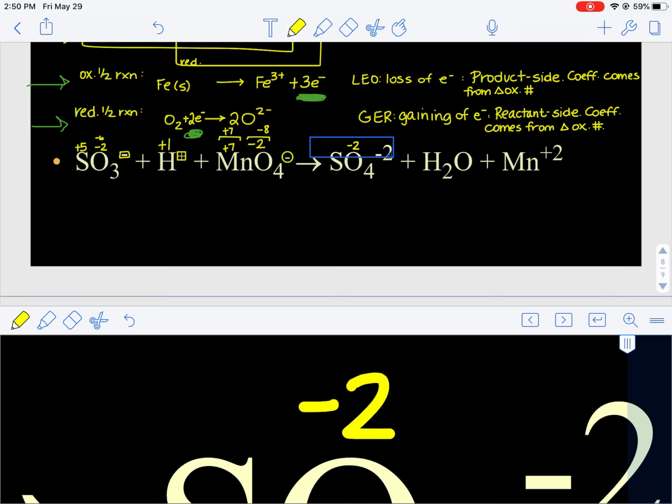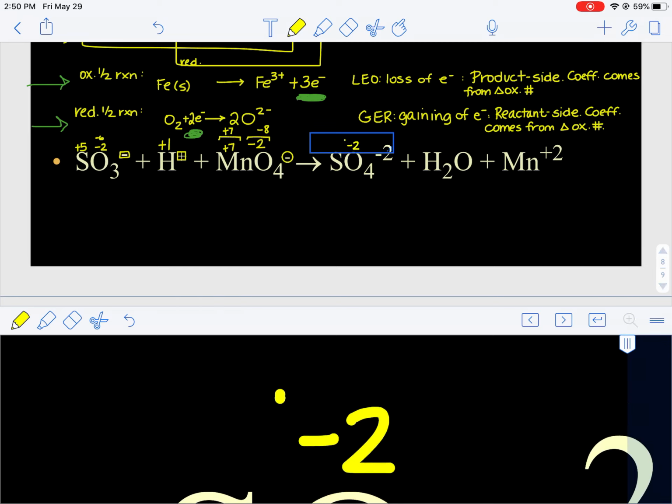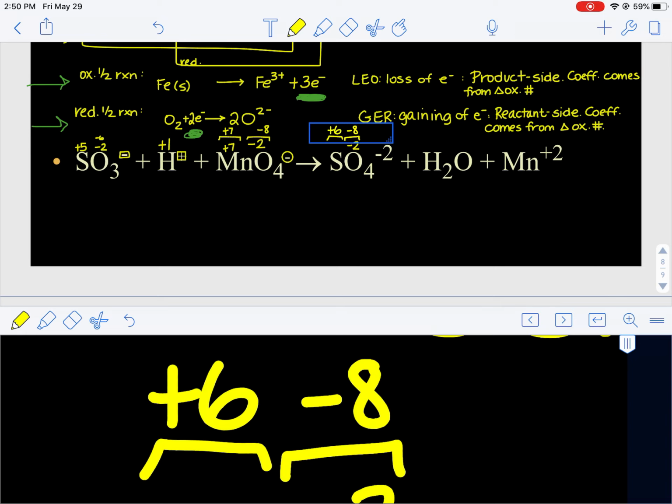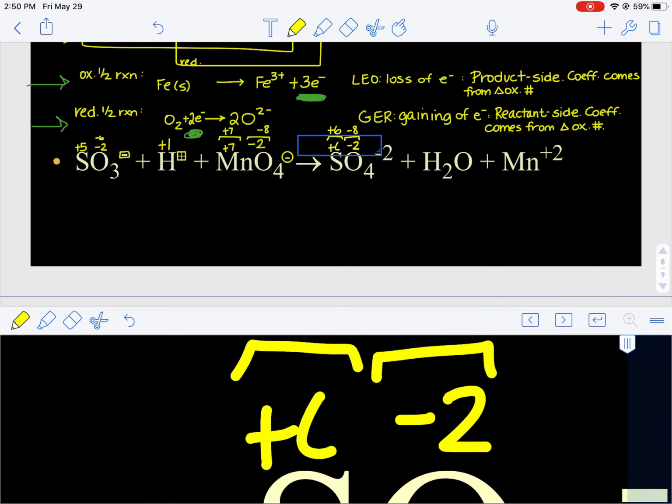Sulfate ion. Again, oxygen will be negative 2. Together, those 4 contribute to a negative 8. I need the overall to contribute to a positive 2. So I need sulfur's contribution to be a positive 6.